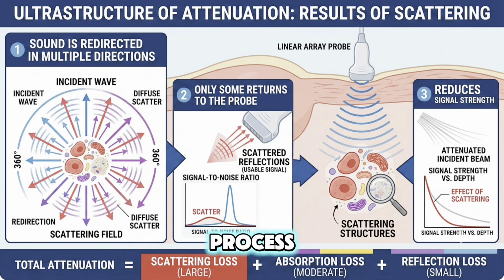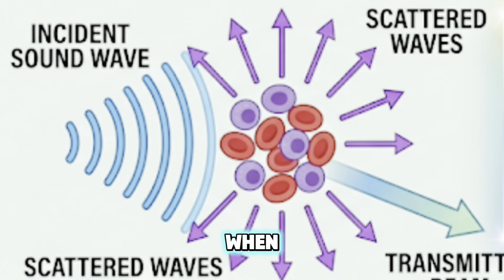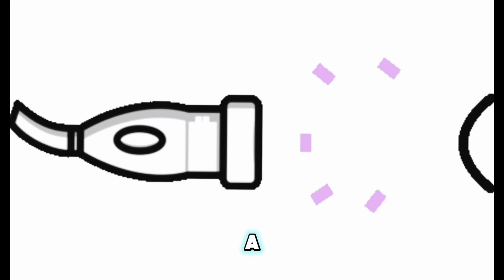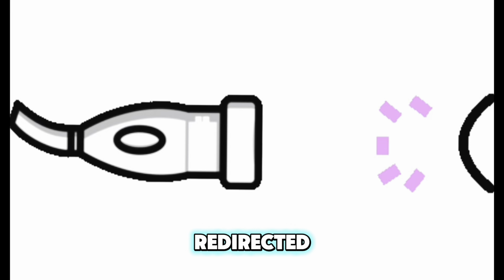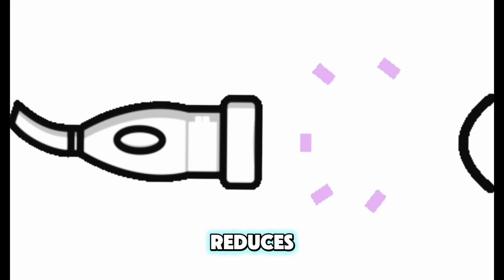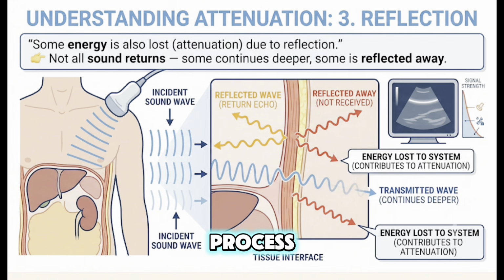The next process that affects attenuation is scattering. This occurs when sound waves hit small or irregular structures. As a result, sound is redirected in multiple directions. Only some returns to the probe, and this eventually reduces signal strength. The next process is reflection. Some energy is also lost due to this process. And remember, not all sound returns. Some continues deeper and some is reflected away.